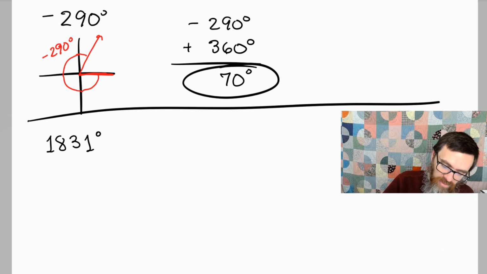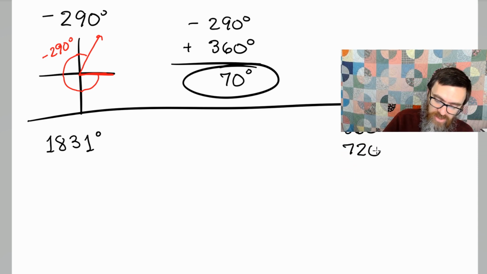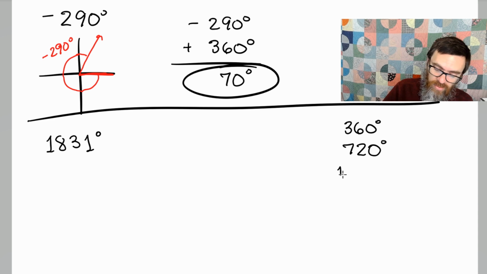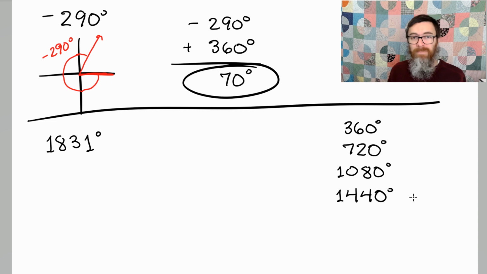So 360 degrees is 1 rotation. 720 degrees is 2. 1080 is 3 rotations. 1440 is going to be 4 rotations. How did I get that? Well, this is 360 times 1, this is 360 times 2, times 3, times 4.